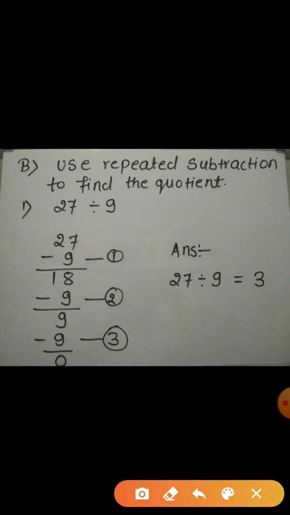Now let us count how many times we have subtracted 9 from 27. 1, 2 and 3. 3 times we have subtracted 9. Hence our answer will be 3. Hence the quotient is 3.